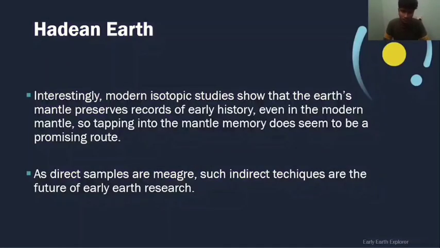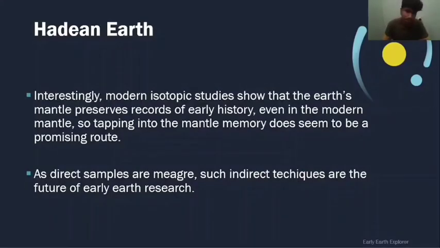Moving on. Since we know for a fact that these samples are very low in number, we have to think of other techniques in order to get a better understanding of the Hadean Earth. Interestingly, modern isotopic studies do show that the mantle has a memory, in the sense that whatever processes happened back then, the mantle is able to chemically keep a record of those, preserved and found in later rocks. So tapping into this mantle memory can give us insights into the Hadean Earth. Since the samples are very low in number, such indirect techniques will be the future of early Earth research.